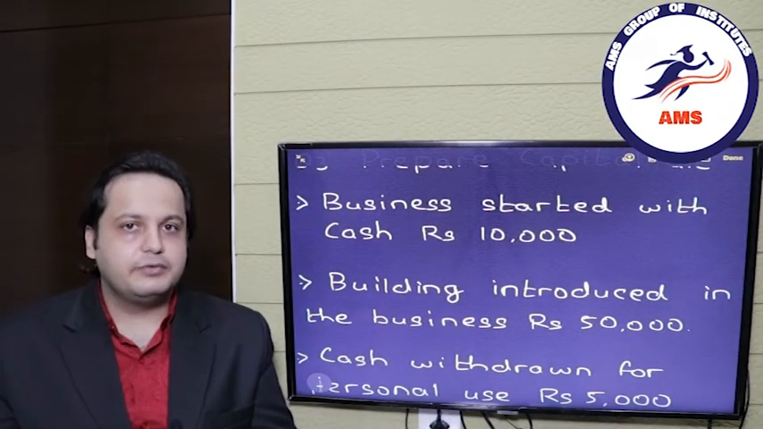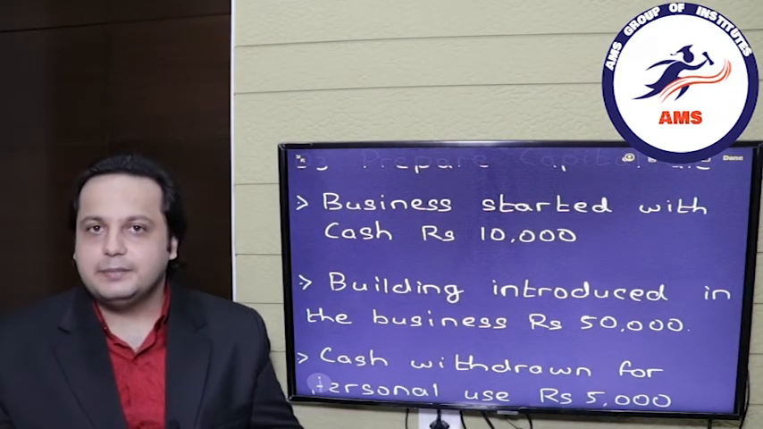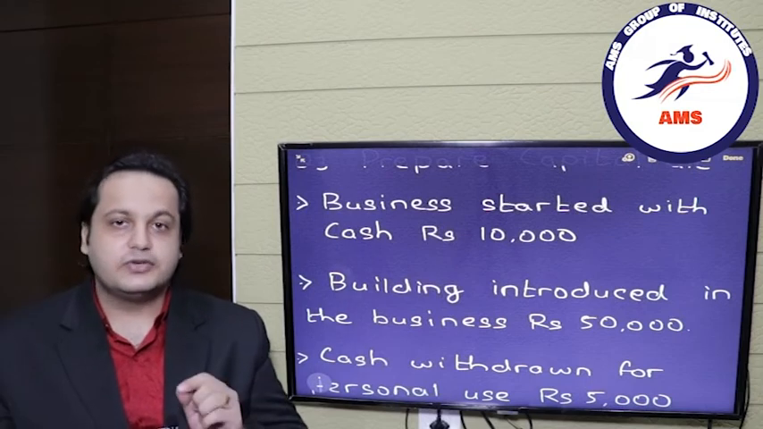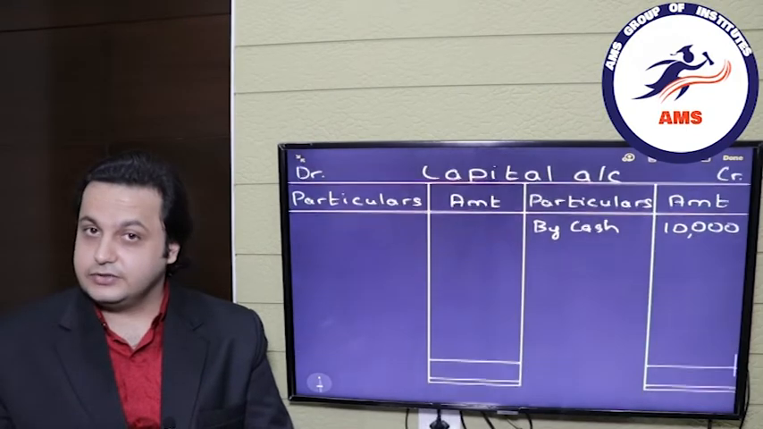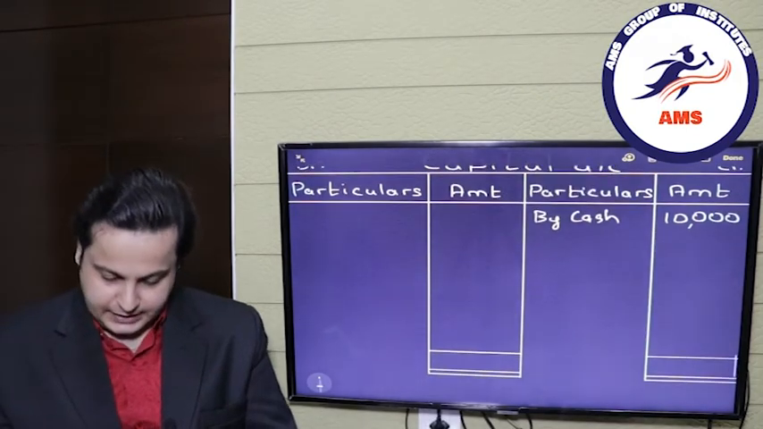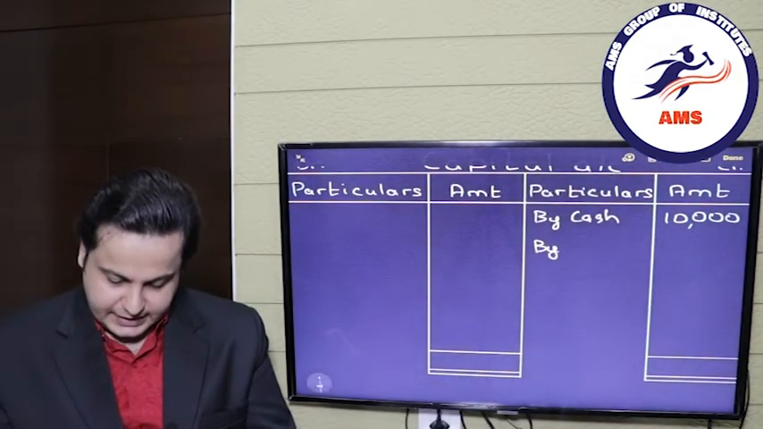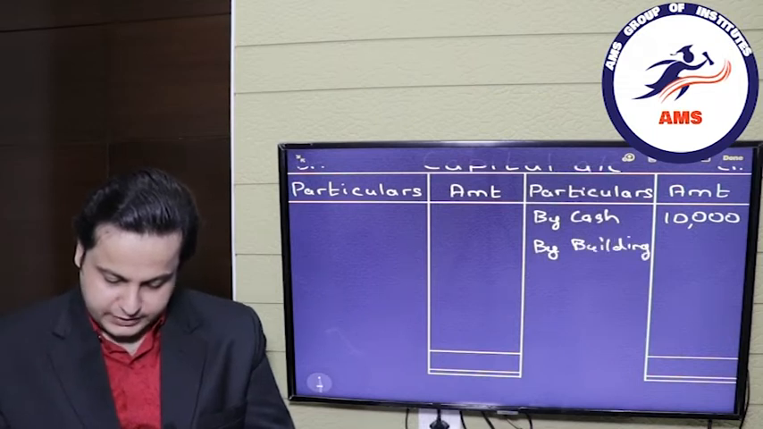Next transaction is building introduced in the business rupees 50,000. Now the journal entry will be by building account debit to capital account because the owner is introducing the building into the business. The business is not the owner of this building. So again capital will be credited and building account will be debited. The amount was 50,000 rupees.